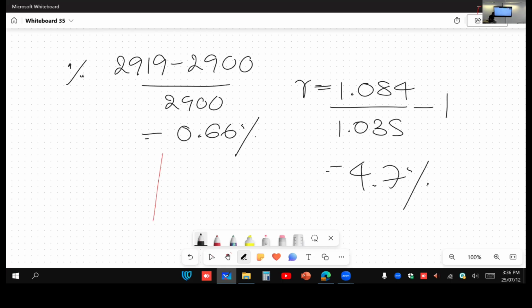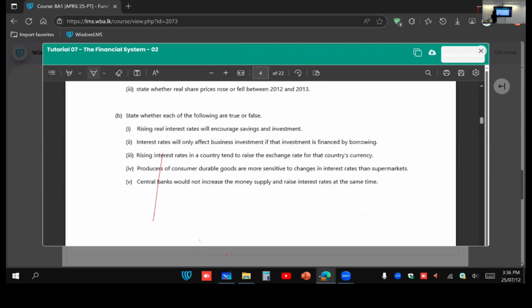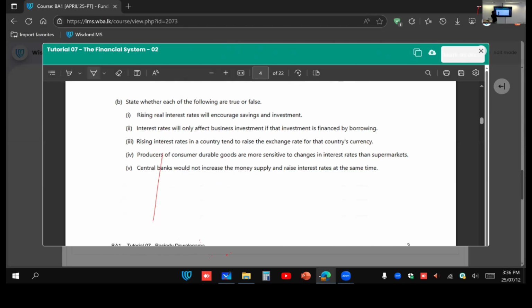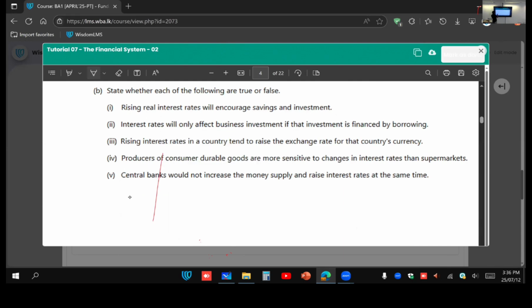Okay. Understood? Clear. You go to the next part of the question. Right. Quickly select whether these 5 sentences are true or false.